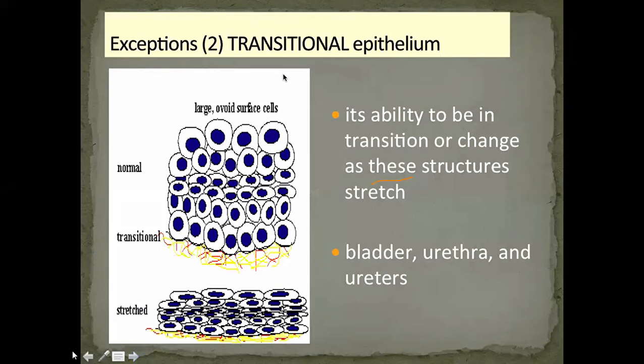By the name alone, there is a transition or a shift from one type of shape to another type of shape. This type of epithelium has the ability to change as these structures stretch. Remember, these are found in your urinary bladder, urethra and ureters, because these organs are prone to stretch. Sometimes empty, but when there is water or any substance there, they are being stretched. That's why the lining epithelium changes from one type to another. It's called a transitional epithelium.